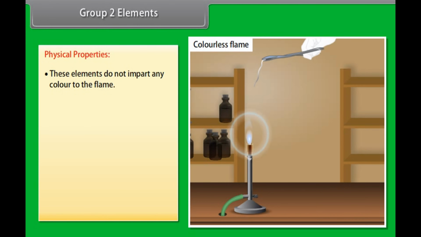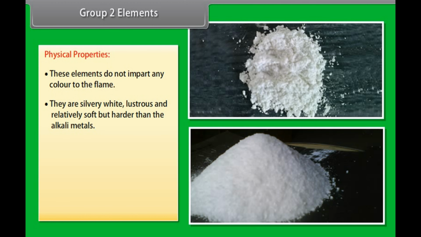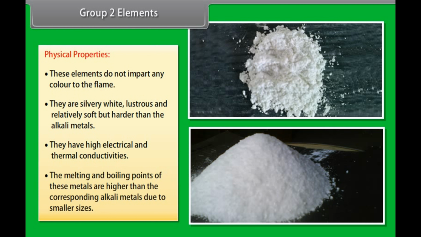Physical properties. These elements do not impart any color to the flame. They are silvery white, lustrous and relatively soft but harder than the alkali metals. They have high electrical and thermal conductivities. The melting and boiling points of these metals are higher than the corresponding alkali metals due to smaller sizes. Chemical properties of alkaline earth metals.